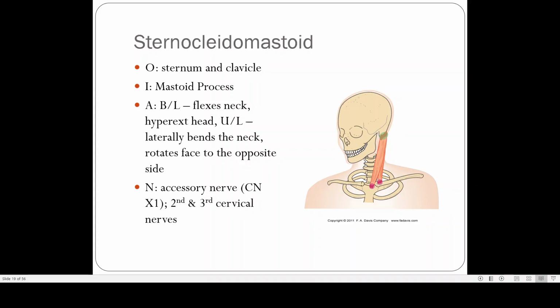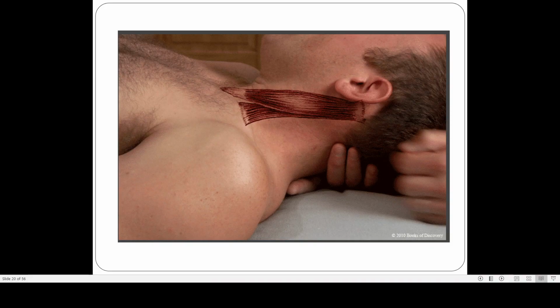It is innervated by the spinal accessory nerve, which is cranial nerve 11. So it's one of the only cranial nerves that innervates muscles outside of the head itself. And it also gets innervation off of the second and third spinal nerve roots in the cervical area. And here you can see sternocleidomastoid.